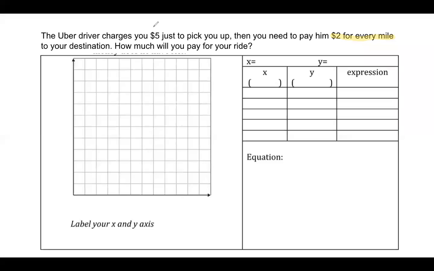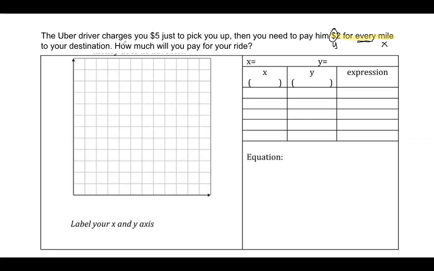For the first mile, you pay $2. For the next mile, you pay $2. For the mile after that, $2. So we need to define some variables, X and Y. And remember, every or per or each is what's going to separate the X and the Y. The units of X are going to be after the every or the per or the each, and the units of Y are going to be before it.